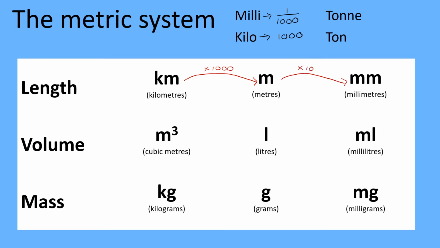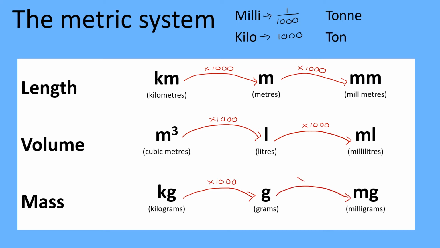Same with going from metres to millimetres. Metres cubed to litres, again, we're going to be multiplying by 1000. Litres to millilitres, we're going to be multiplying by 1000. The same with kilograms to grams, and the same with grams to milligrams, multiplying by 1000. So remember, if we're going to a smaller unit, there's going to be more of them, and we're going to be multiplying.